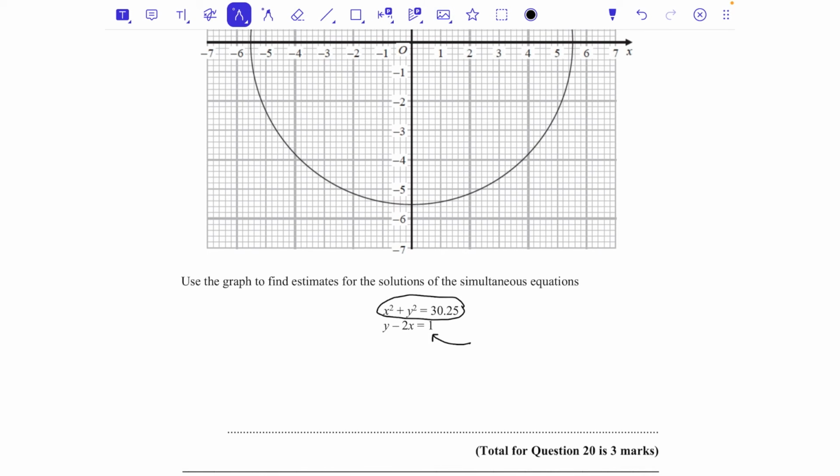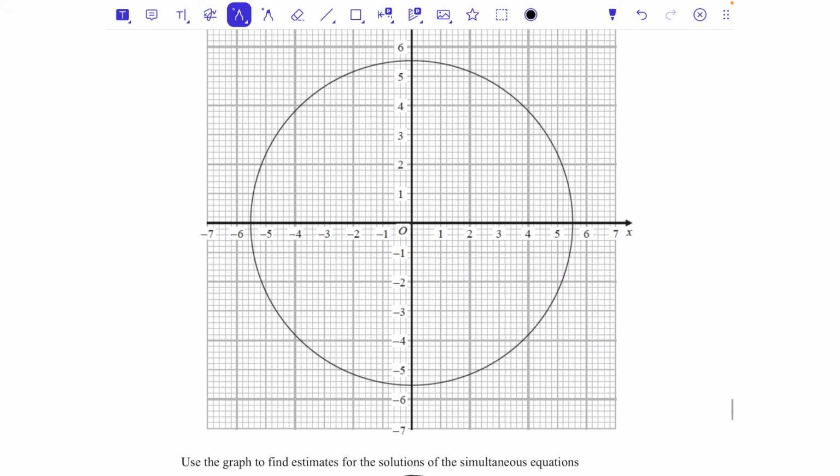Now y minus 2x equals 1 is not that easy to draw. So what I'm going to do is change it so it's y equals 2x add 1. All I've done is added 2x to this side and added 2x to this side to make y the subject of the formula. I can now see that this is a straight line with a gradient of 2 and a y-intercept of 1. So that means it's crossing at 1. That's my y-intercept. And for every 1 across, this is the definition of gradient.